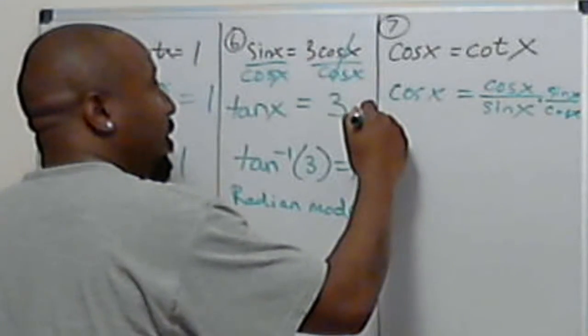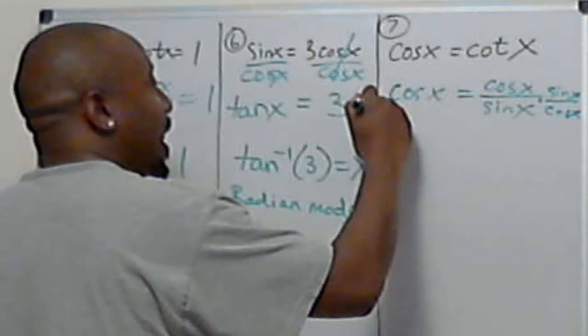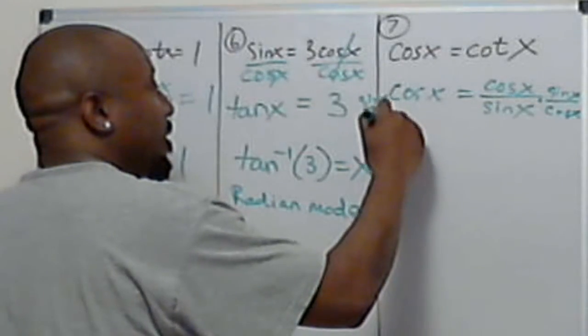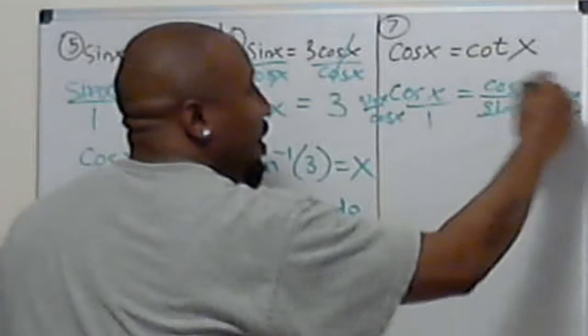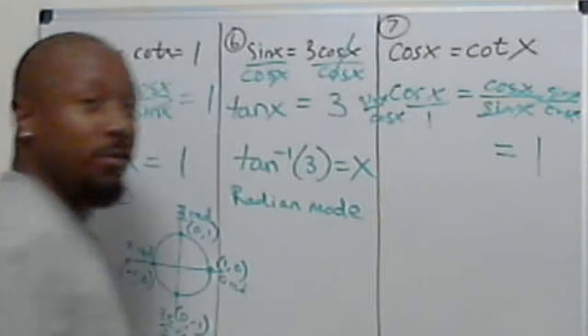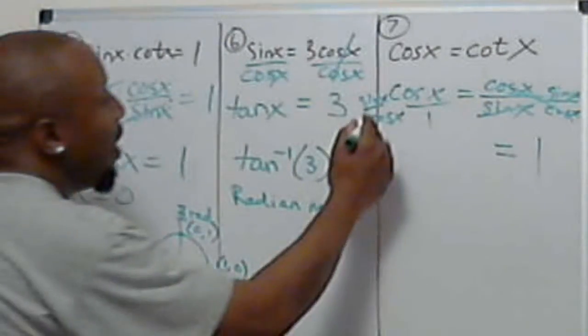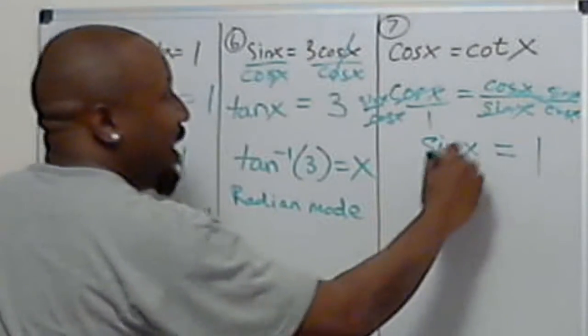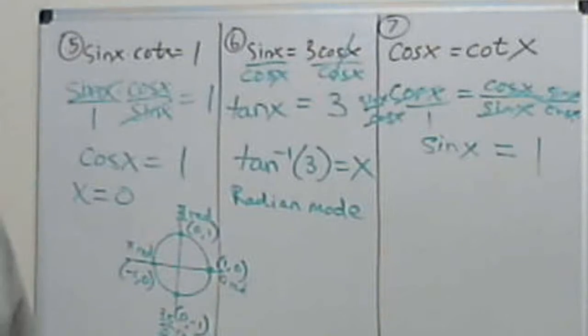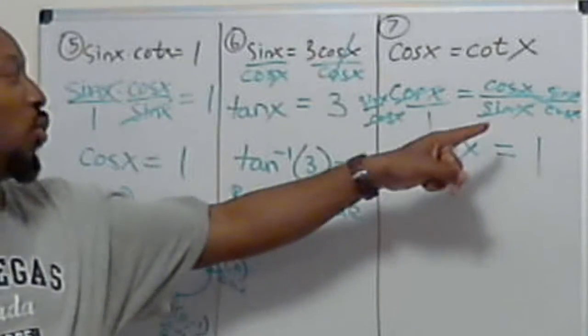So over here I'm going to multiply by sine x over cosine x. Now, if I put that over 1, this would cancel, so I have 1 over here. And then here, cosine x's would cancel, so I'll have sine x. So now, where does sine x equal 1?